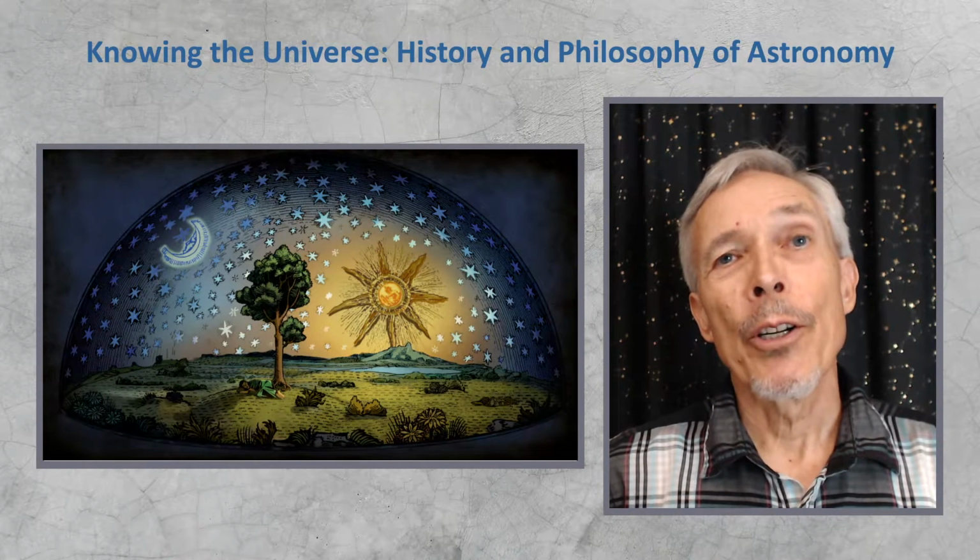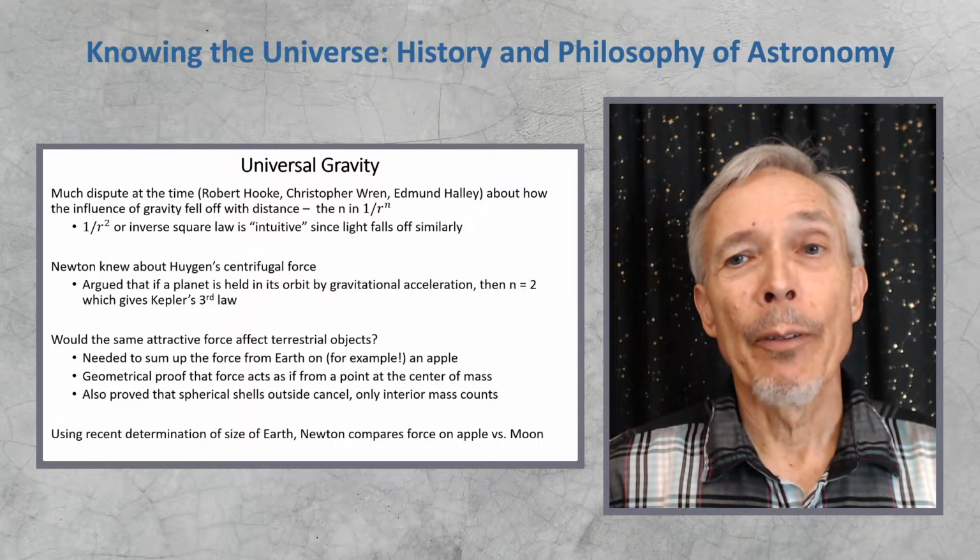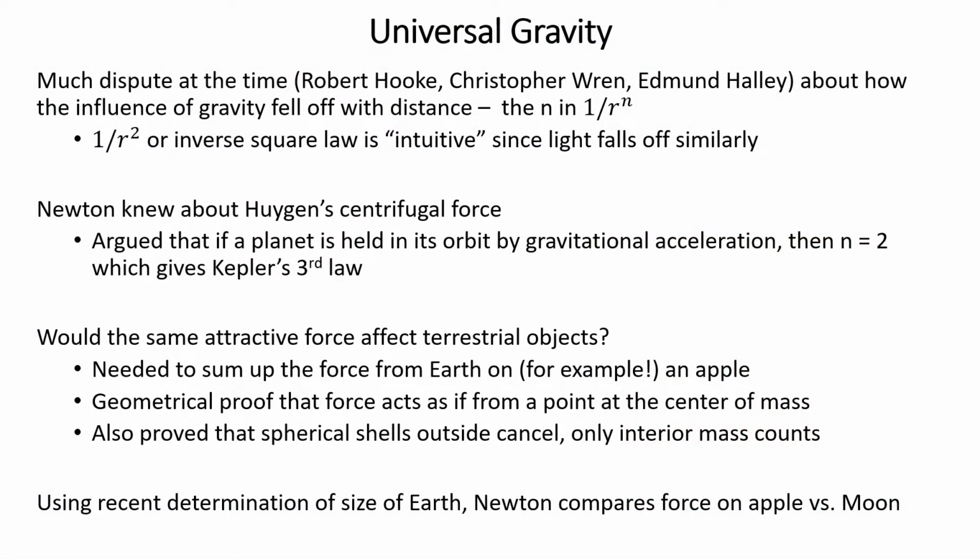Now let's look at what Newton did with his universal theory of gravity. There was much dispute at the time among people like Robert Hooke, Christopher Wren, and Edmund Halley about the force of gravity. They didn't even really think of it as a force in these times. That word hadn't been coined yet. But how the influence of gravity fell off with distance.